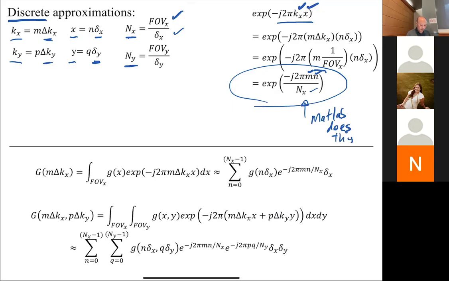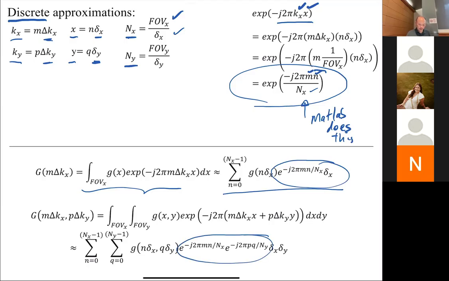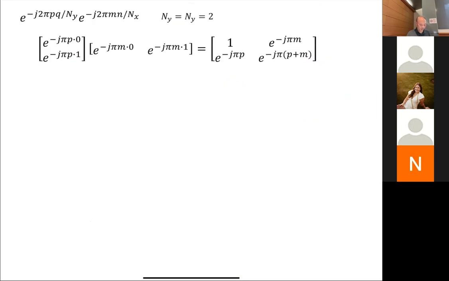So basically it's saying that I can go from an integral to some sort of approximation like this, where that's the part we just looked at. And in 2D, it's just the counterpart. And essentially, this is what MATLAB does. Okay, when you ask it to do an FFT, it just computes that. All right. So it's just doing this sort of discrete approximation.